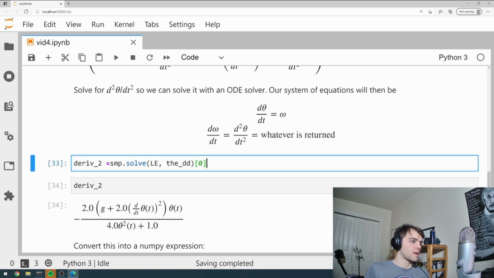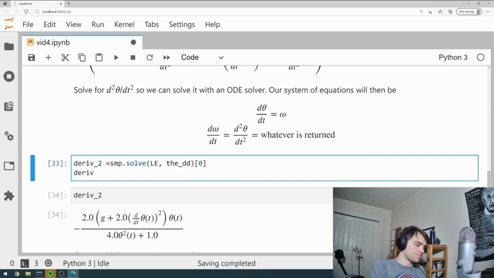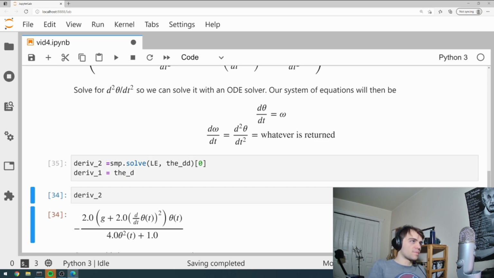So I'm going to also write derive 1, which is just this derivative here, just equal to dθ/dt. That's our first derivative. So now I have derive 2. This is equal to this, and derive 1 is equal to dθ/dt.